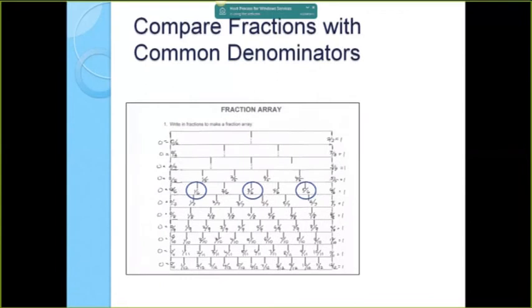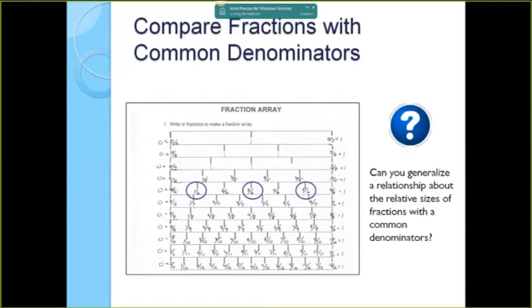Our third strategy, the old standby, common denominators. Can we generalize a relationship here so that a model is not needed moving forward? Certainly, if we're looking at the same size parts, more of them are greater than fewer of them.